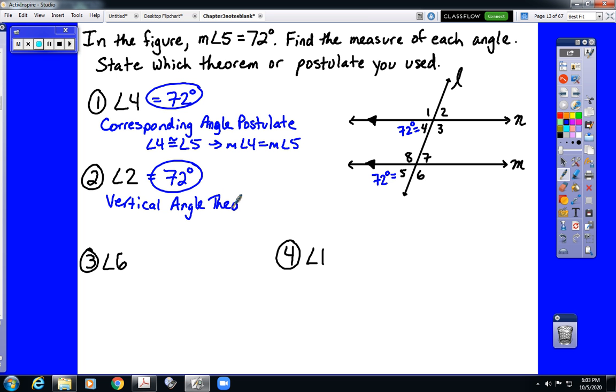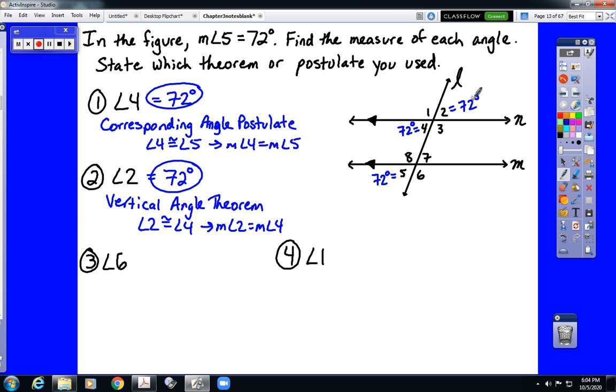Because the vertical angle theorem says that vertical angles are congruent. And in this picture, angle 2 and angle 4 are congruent, which means the measure of angle 2 is equal to the measure of angle 4. And we just said angle 4 was 72 degrees, so angle 2 must be 72 degrees as well. And we can continue this process. In fact, we will. What I'd like you to do is continue to think of what rule you would use in each case, and pause the video and try to find the measure of angle 6 and the measure of angle 1 on your own.